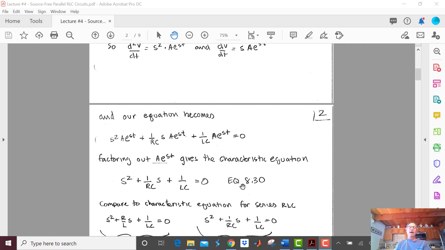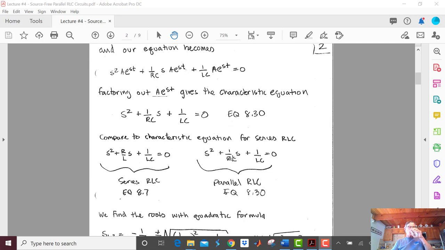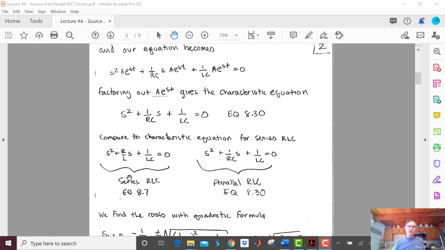So now you remember that I said the characteristic equation for the parallel RLC circuit is a little different from the series RLC. Let's look at the two of them. The series RLC and parallel RLC both have an s squared, and both have a 1 over LC at the end. But here's the difference. It's that center term. For series RLC, we have R over L. For parallel RLC, we have 1 over RC.